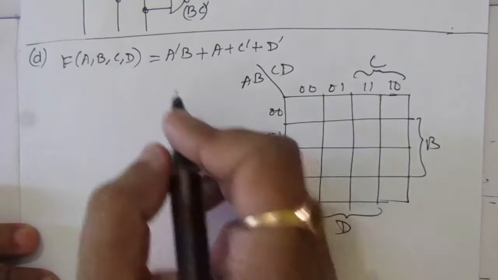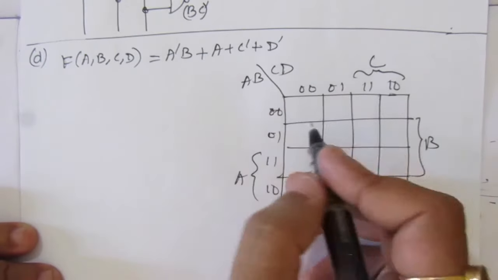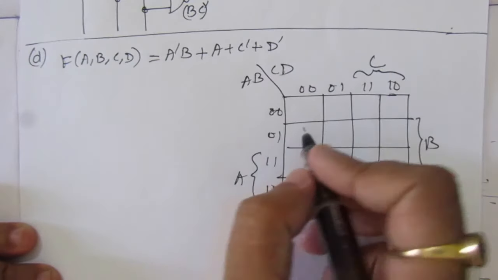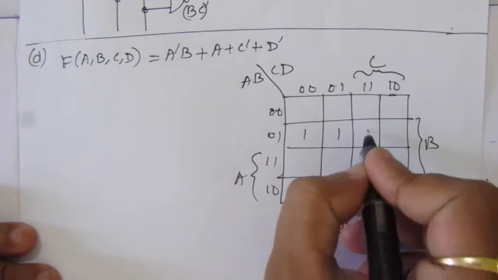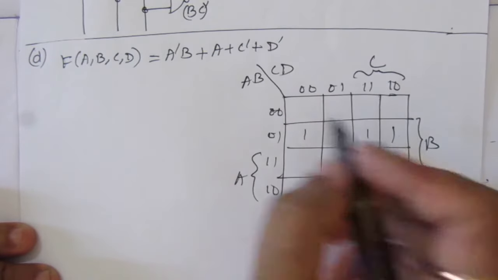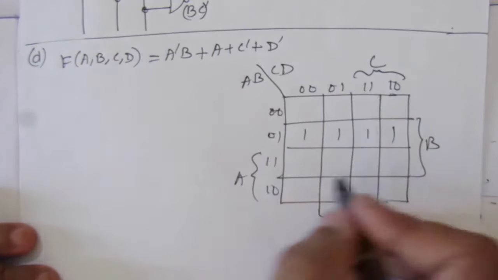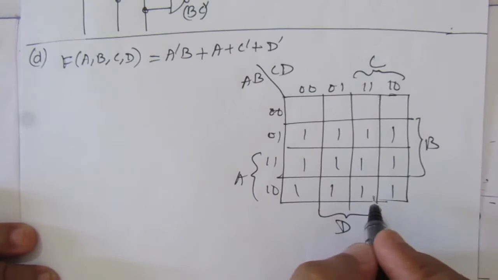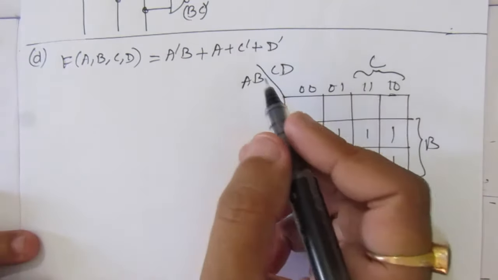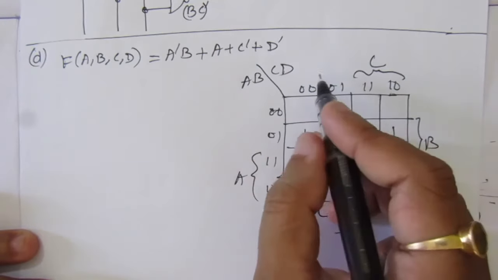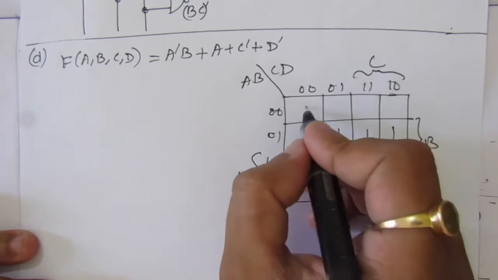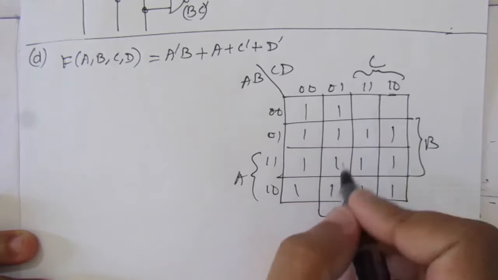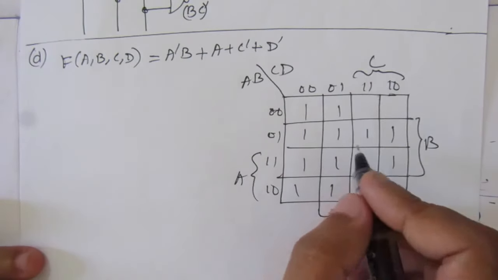So we have to put these values here. A bar B means this row. Okay, so we'll put here 1, 1, 1, 1. Okay, then we have A. A means these whole two columns. 1, 1, 1, 1, 1, 1, 1, 1. Okay, then we have C bar. C bar means this first and this second column. 1, 1, because these all are already filled. Okay, so no need to write it again.